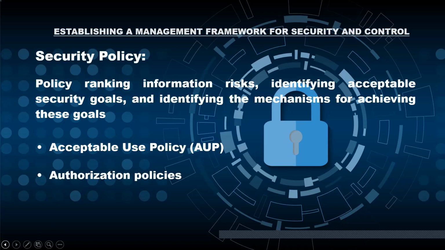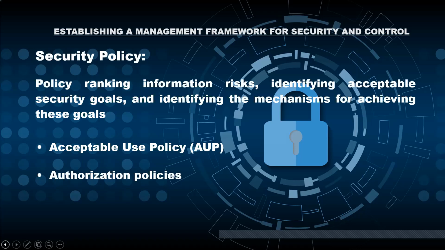So after identifying the risks to the systems, the user or the management will need to develop a security policy to protect the company's assets, especially the information systems. What should be considered, or what questions should we ask? What are the firm's most important information systems? Who generates and who develops them? And what existing security policies are in place to protect this information? A security policy ranks information risks, identifies acceptable security goals, and identifies the mechanisms for achieving these goals.